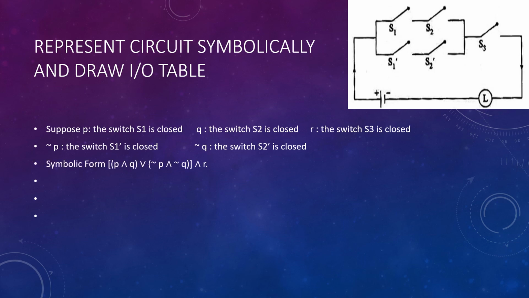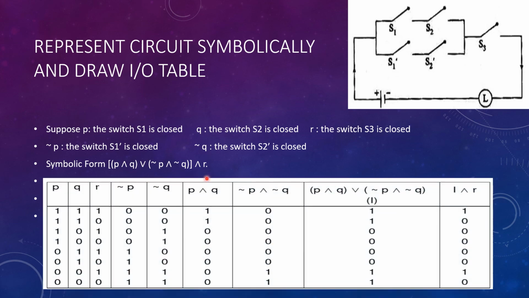So see, (P and Q), (negation P and negation Q), or with them. This is one box, so I can represent it by a square bracket, and R. Again I have to draw a switching table, so I've drawn the table. It was a very long name, so it is represented by another name L, so I can use L and R also. This way also I can write. Remember, the switching table has to be drawn in one proper table. You cannot divide the table into two parts. Okay.